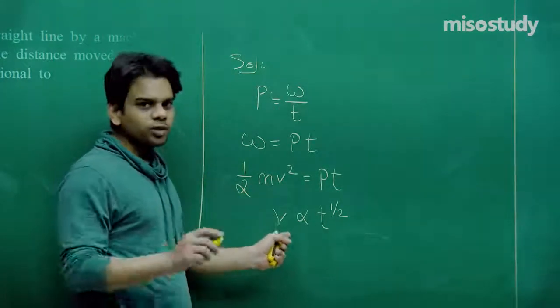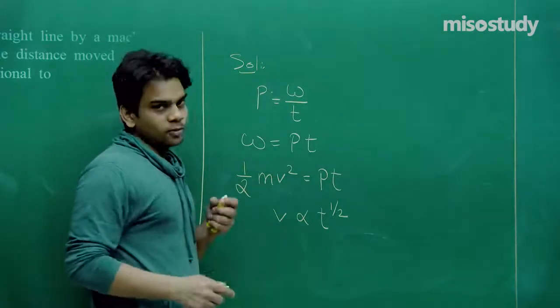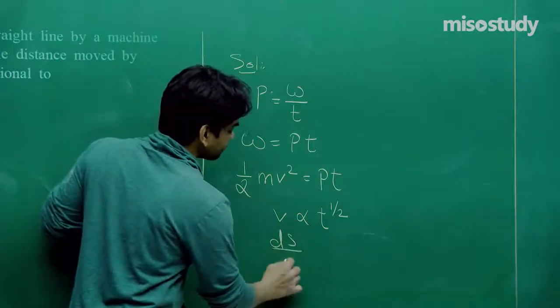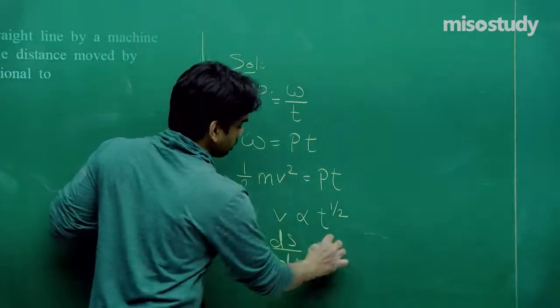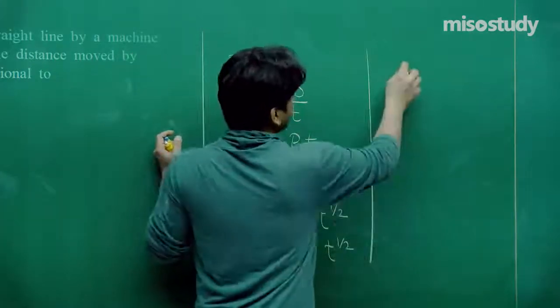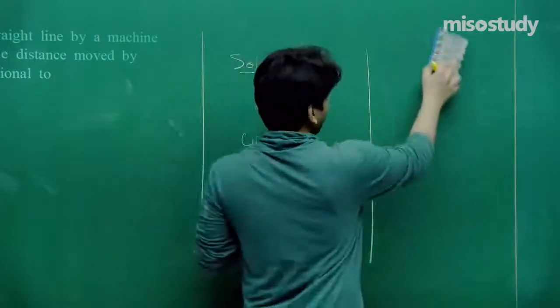Easily you can make out. If not, pause the video and check this equation. You will get how we have got v is proportional to t power 1 by 2. Now v is ds by dt, proportional to t power 1 by 2. Now ds is proportional to t to the power 1 by 2 dt.